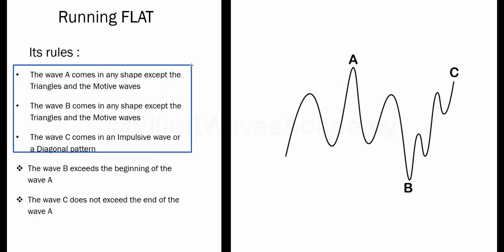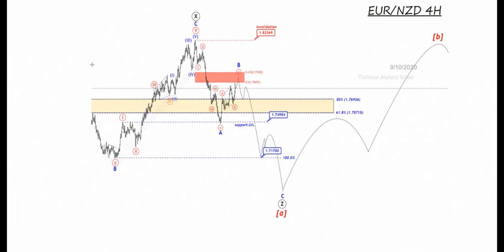Now let's move on to the last pattern of the flats, which is the running flat. The subwaves are the same as the previous flat kinds, and the thing that we can easily realize in this running flat is that wave B, like the irregular flat, exceeds the beginning of wave A, while wave C does not exceed the end of wave A. So let's see an example from the chart.